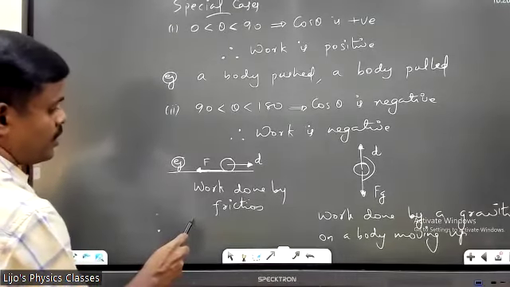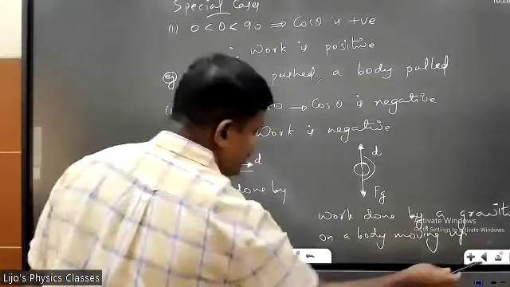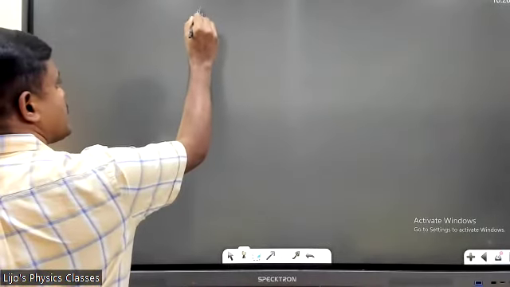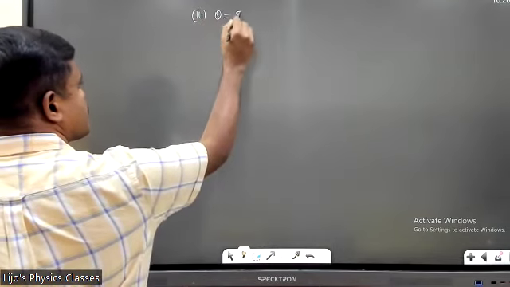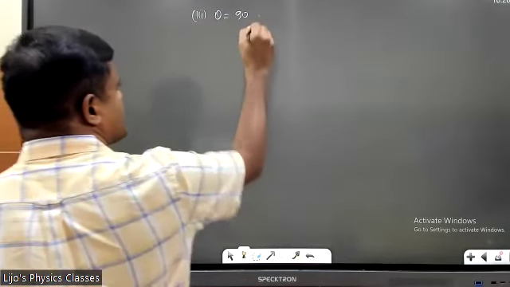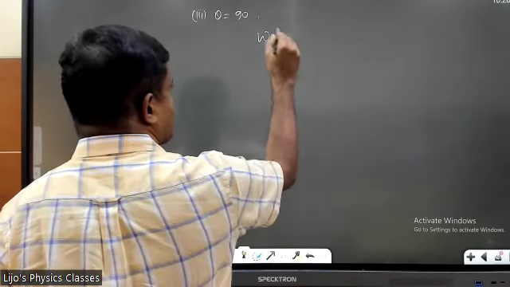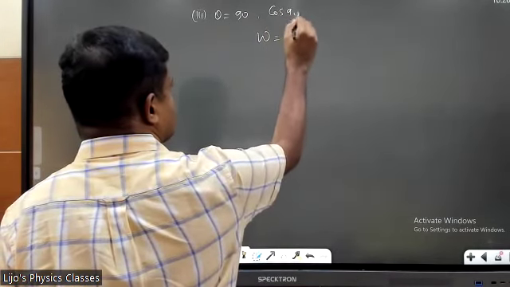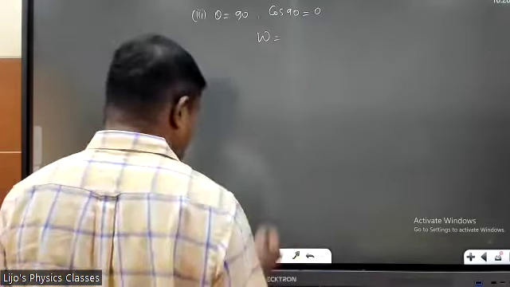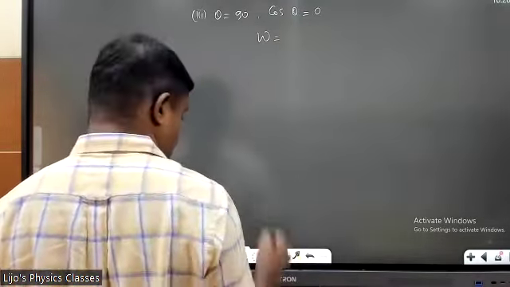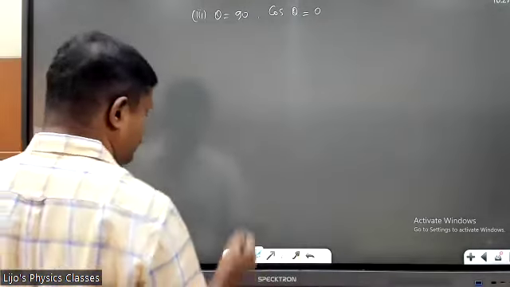So last one, number three. So case number two, we wrote. Case number three, we can write theta is equal to 90. Work done will be cos 90, which is 0. Work done, cos theta will be 0. So, therefore, work is 0.